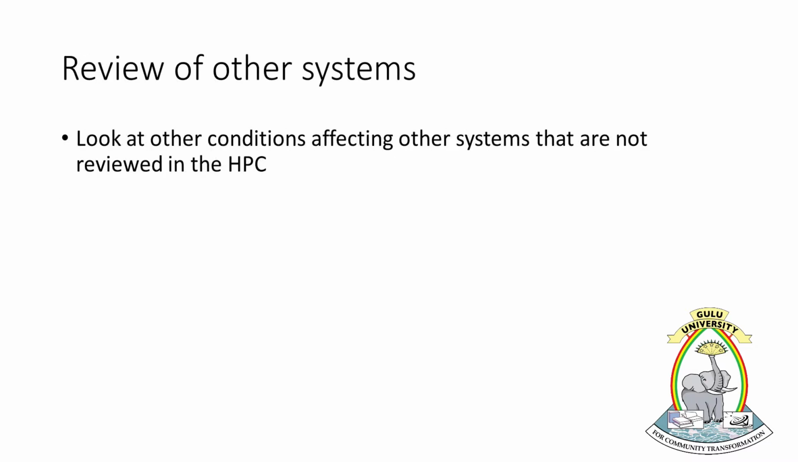The other thing that should be done is review of other systems. In this, you look at the systems that have not been reviewed in the history of present complaint, but there may be some complaint that is hidden there. So it would be good to review all the systems.